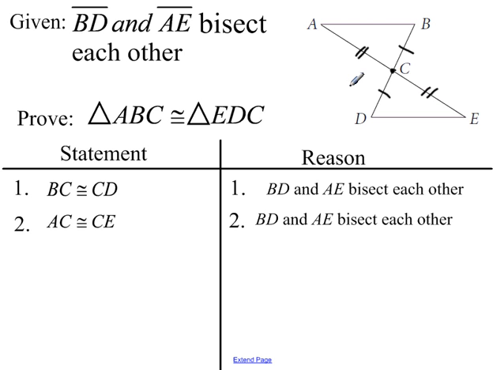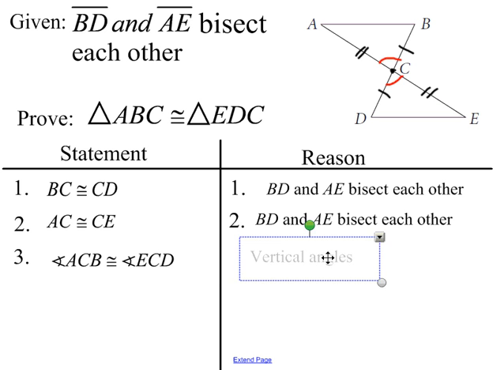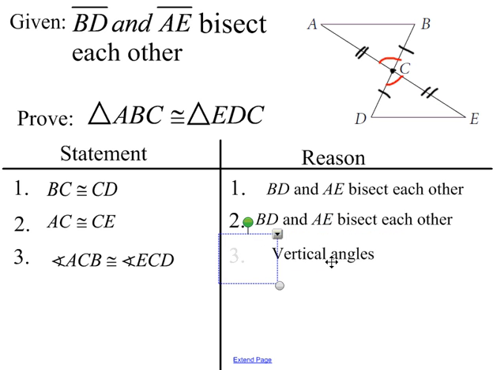Okay, now, we can also say that angle ACB is congruent to angle ECD. And here's why we could say that. We're talking about these pairs of angles here. They're congruent to each other. But the reason is because they are vertical angles. And vertical angles are congruent to each other.